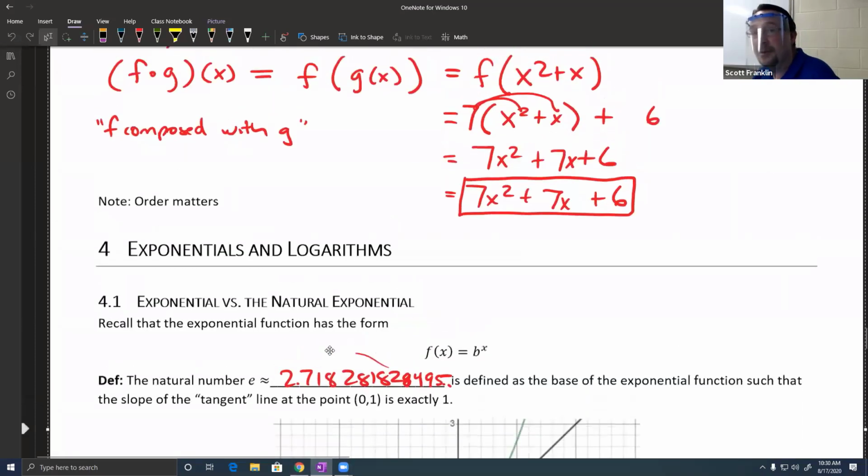e, 2.718281828495... That's the special number whose value as an exponential, if you were to graph e to the x, the slope of the function e to the x at 0 is exactly 1.